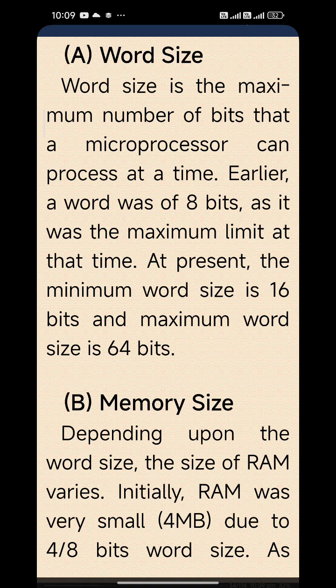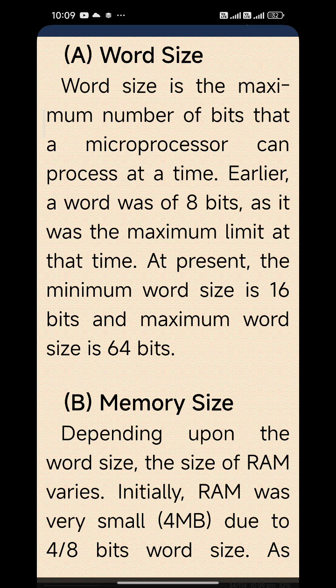A. Word size. Word size is the maximum number of bits that a microprocessor can process at a time. Earlier, a word was of 8 bits, as it was the maximum limit at that time. At present, the minimum word size is 16 bits and maximum word size is 64 bits.